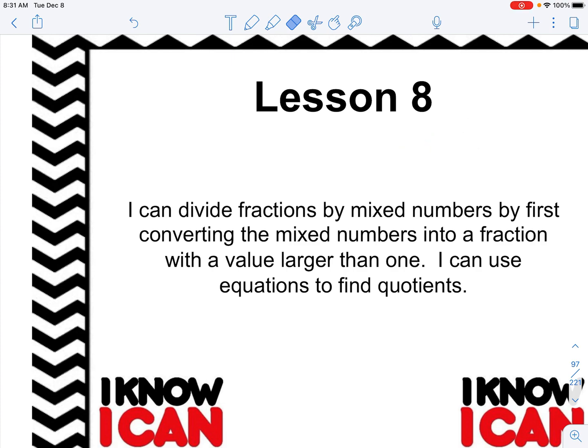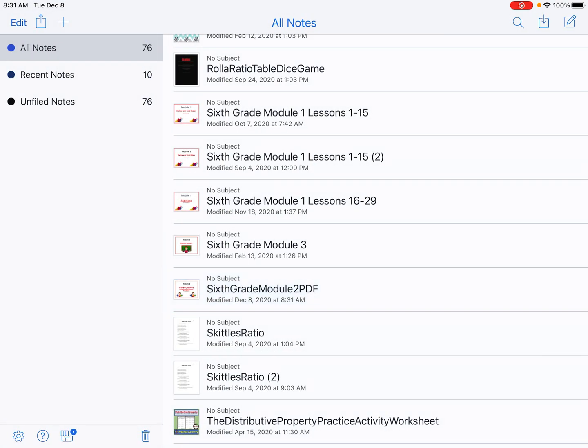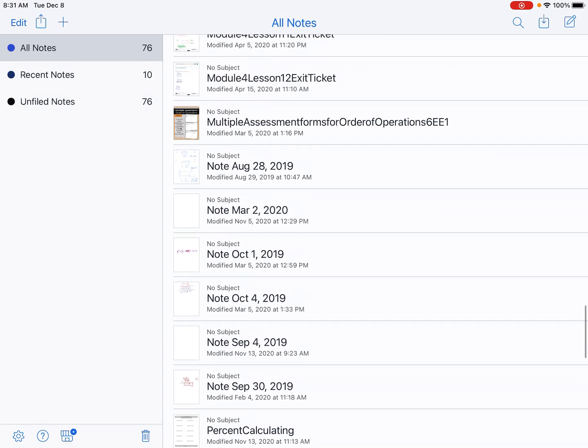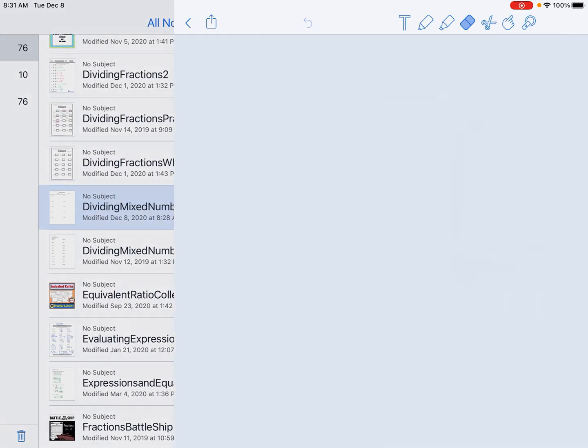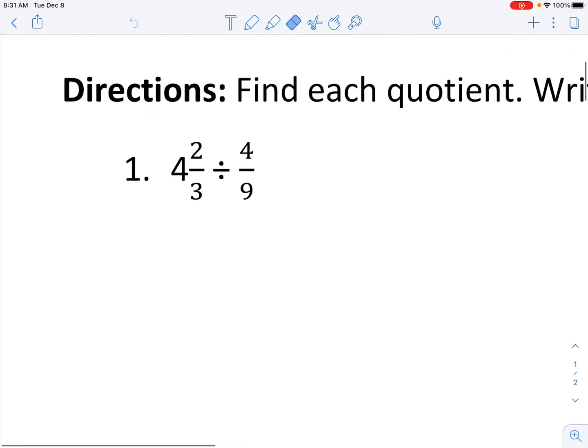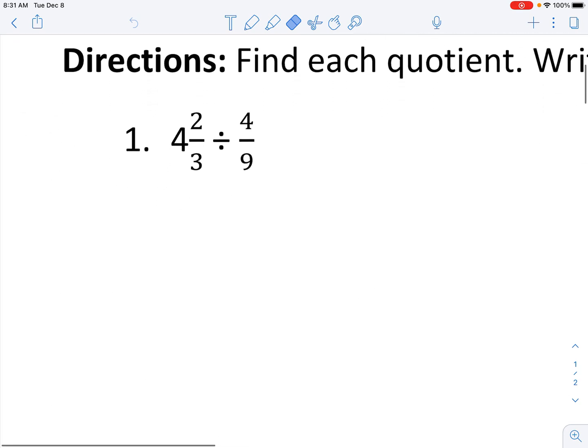Okay, so we're going to go over some examples together just so we can get this going. Example 1 says 4 2/3 divided by 4/9. The first thing I need to do is turn this into an improper fraction. So I'm going to multiply 4 times 3, which is 12, and I'm going to add 2, which is 14. I'm going to put that over 3.